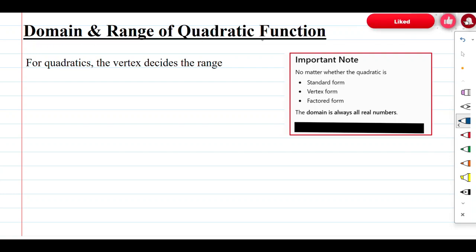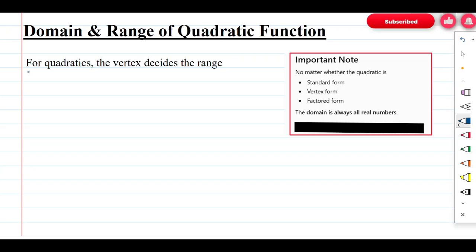Domain and range of quadratic functions. For every quadratic function, no matter whether the quadratic is in standard form, vertex form, or factored form, the domain is always the set of real numbers, right?